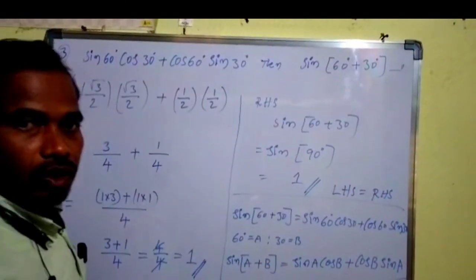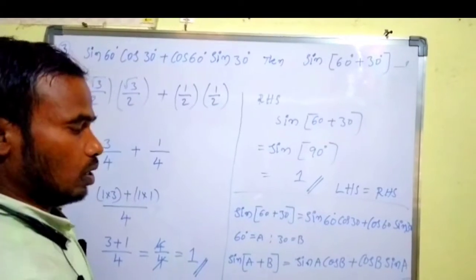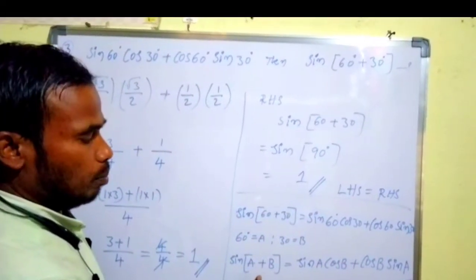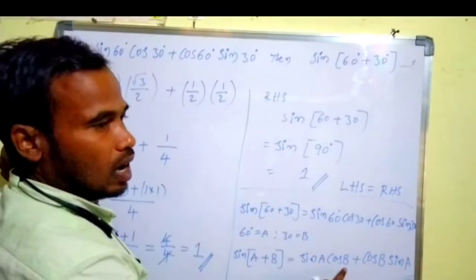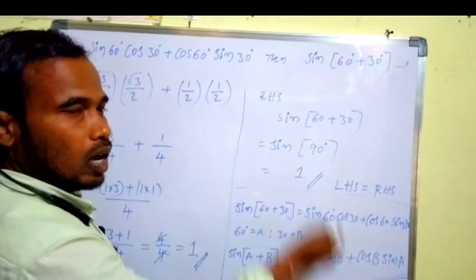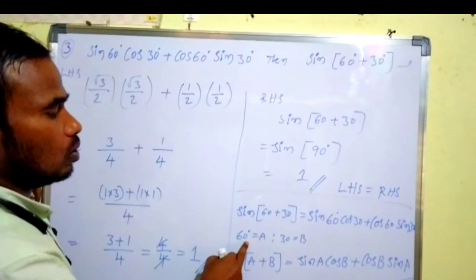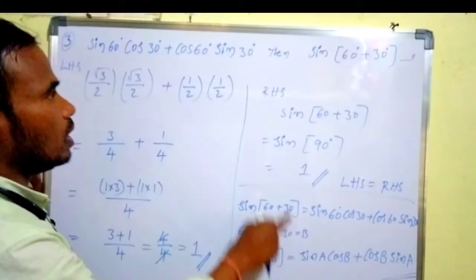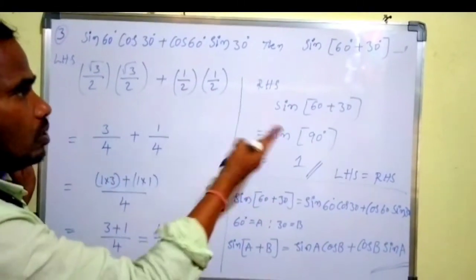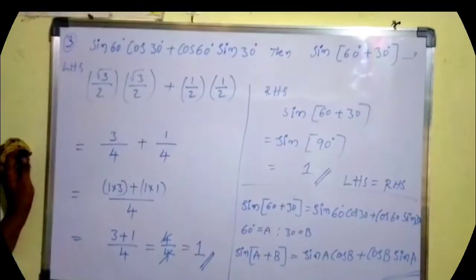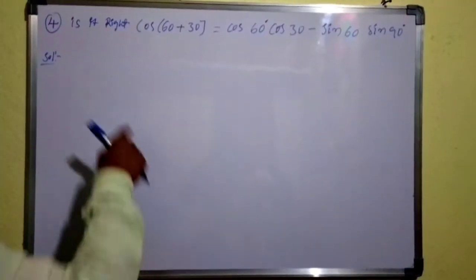So the third question is finished. Now we are going to the next question. This is the formula: sin A plus B is equal to sin A cos B plus cos A sin B. We proved the formula. So A instead is 60, B instead is 30. For the given values we proved LHS equals RHS. Now fourth question.